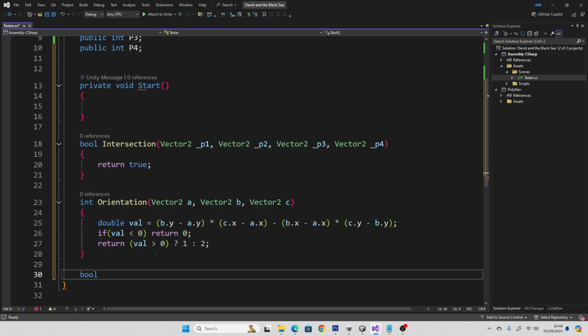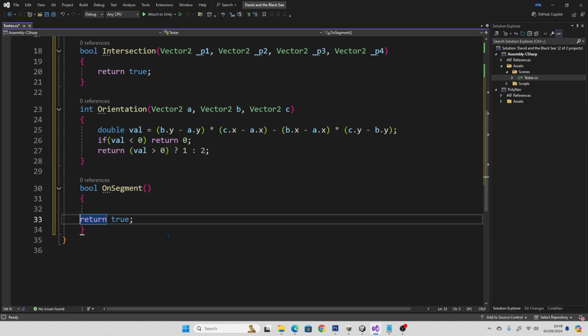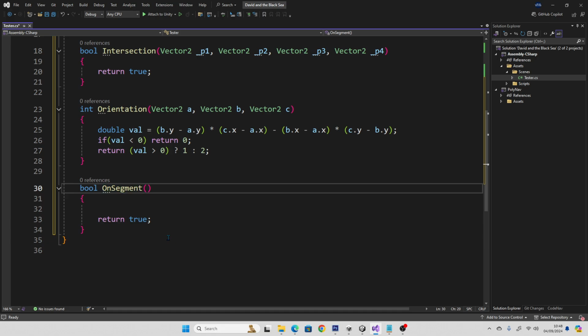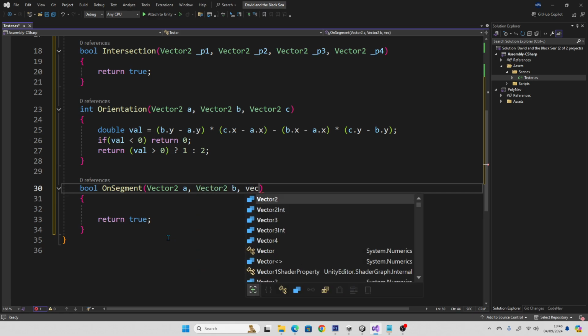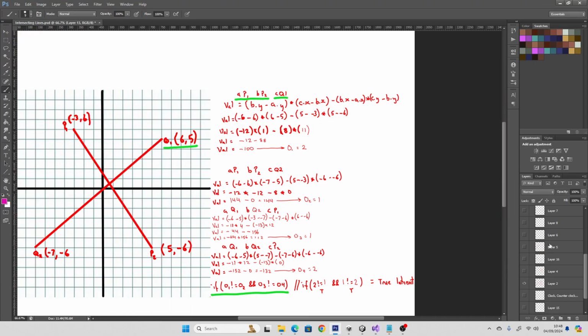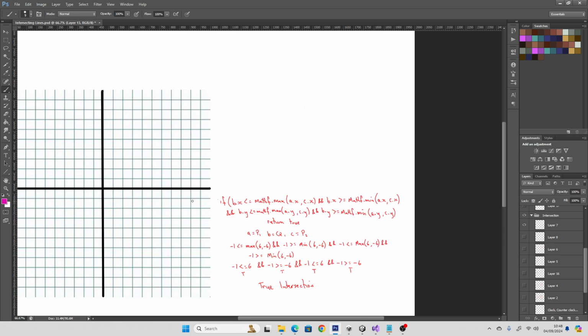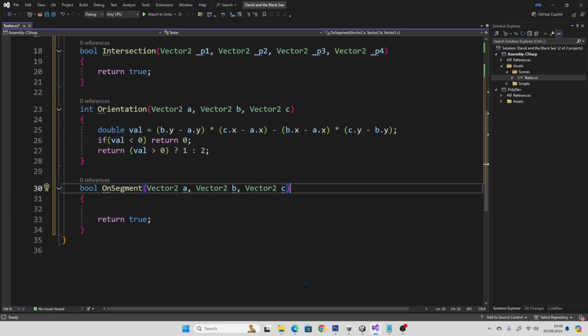The other one we're going to need is just going to return a true or false. So that's also going to return a bool. And this is whether or not we are on a segment. Let's just return true for now. And that's going to take in 3 points as well. So vector 2 a, vector 2 b, vector 2 c. All right. And we had the math for that, which was this one here. So if any of that is true, then we return true. Otherwise, we're going to return false. So let's go and add that in.